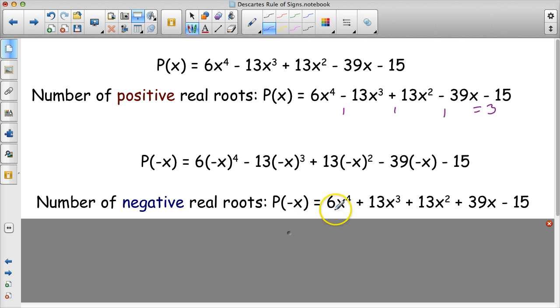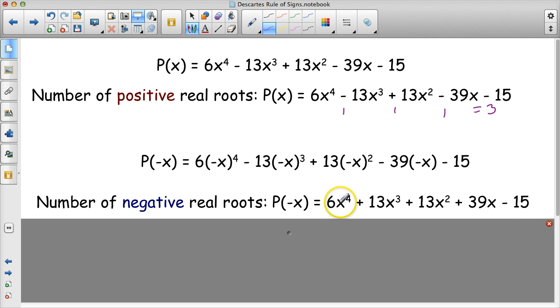P of negative x is equal to 6 times x to the 4 plus 13 times x cubed. How did we get that? Well, a negative cubed is still a negative, and a negative times a negative is a positive. In other words, negative x cubed is negative times x cubed, and negative times negative is positive. Negative x squared is positive, so it's still plus 13x squared. Negative x times negative 39 is positive. And then the 15 doesn't change, so it's still negative.